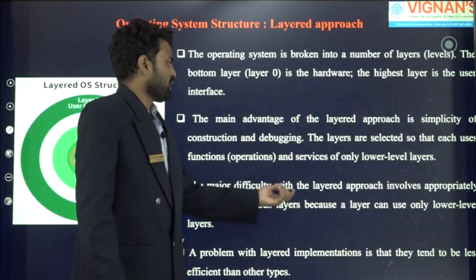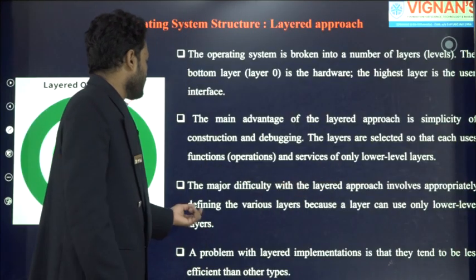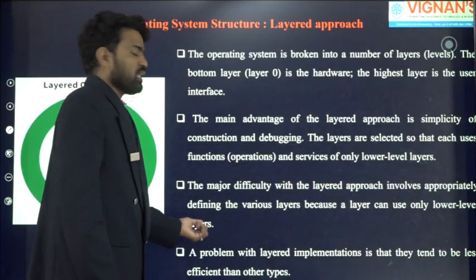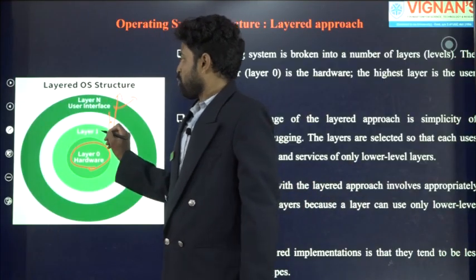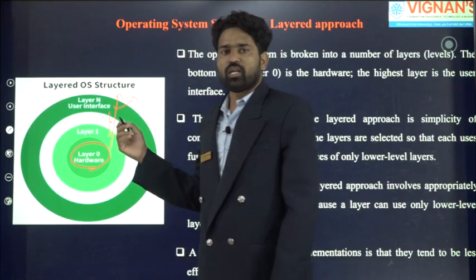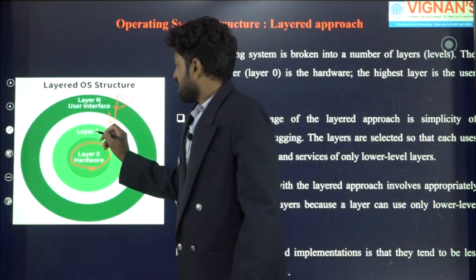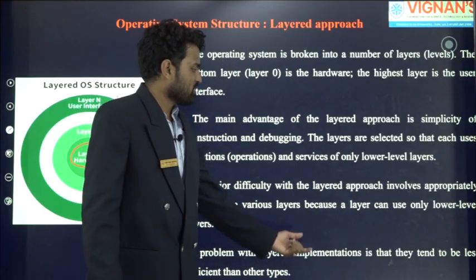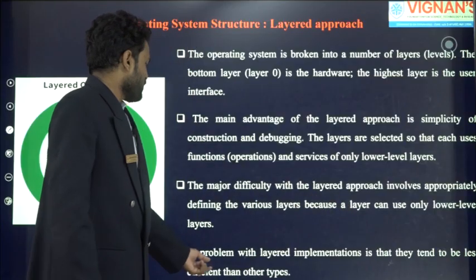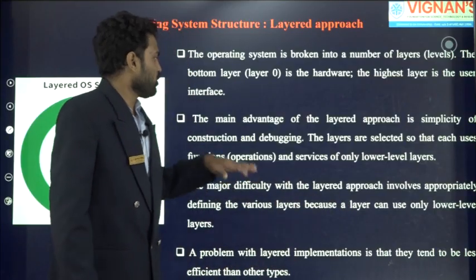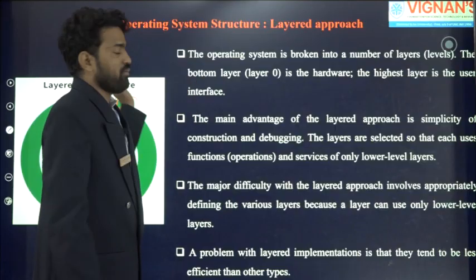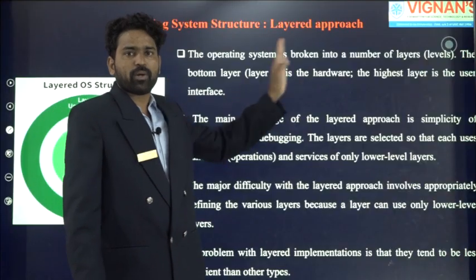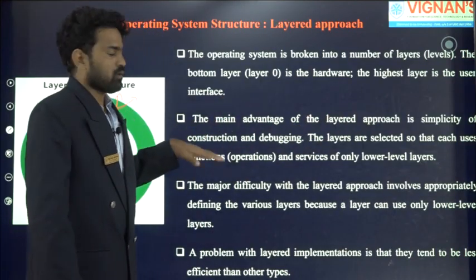The major difficulty with the layered approach involves appropriately defining the various layers, because a layer can use only lower-level layers. For example, if layer 1 wanted to use layer 2 data, it is not impactful, because layer 1 is only accessing the lower-level layer here. A problem with layered implementation is that they tend to be less efficient than other types. When compared to the previous simple DOS, it is better. When compared to the next types, it will be very difficult.